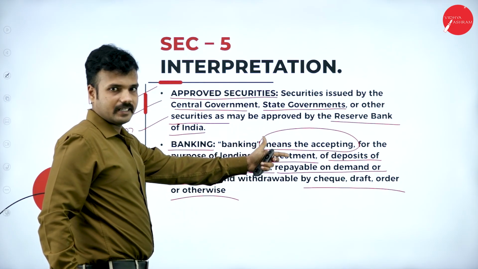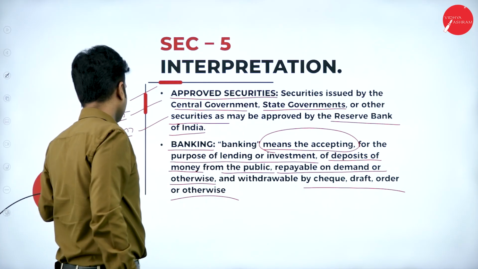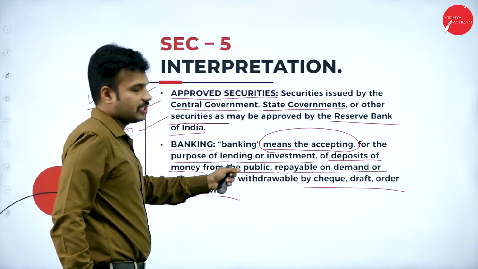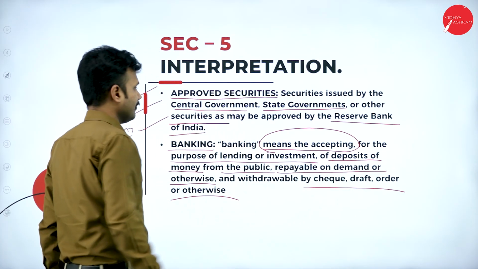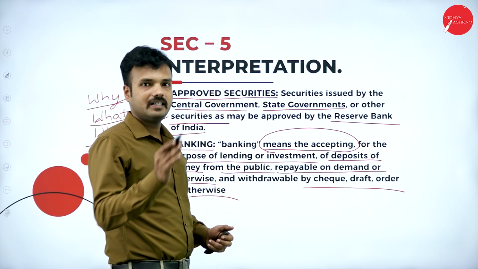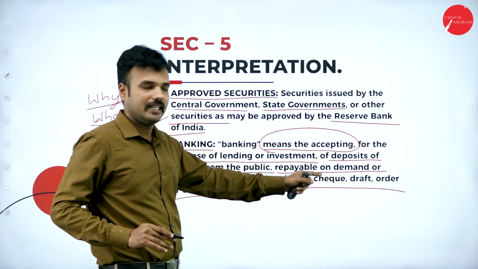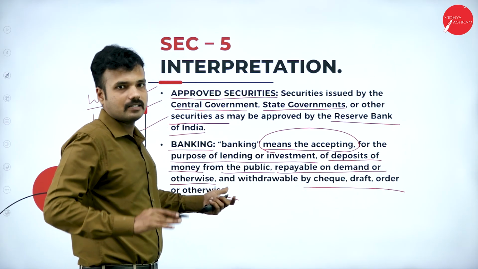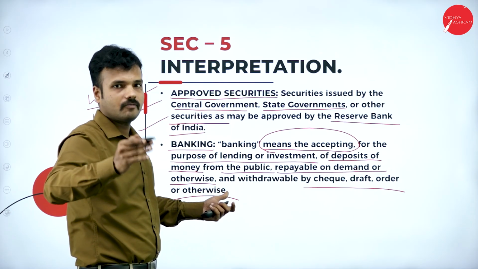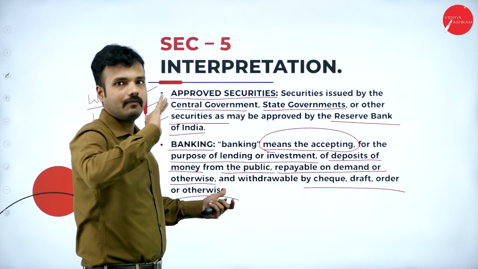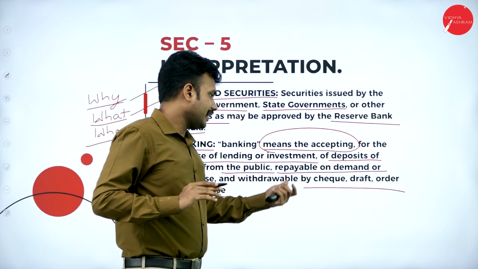So what is the main intention of collecting the money? For the purpose of lending and investment. To whom is it going to lend? For the general public, and repayable on demand or otherwise. So there are various kinds of accounts. In a savings account, as per demand the banker is going to give the money, and in terms of otherwise, meaning a recurring deposit account or a fixed deposit account, after the maturity of a specified period of time it is going to credit my personal savings account. And withdrawable by check, draft.